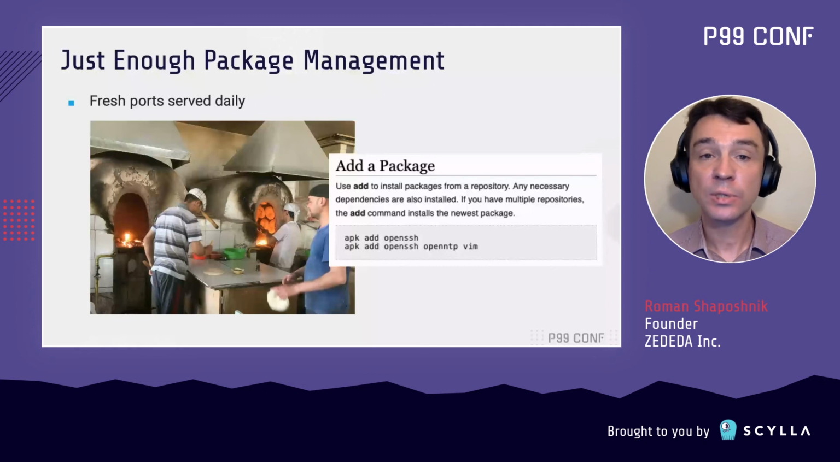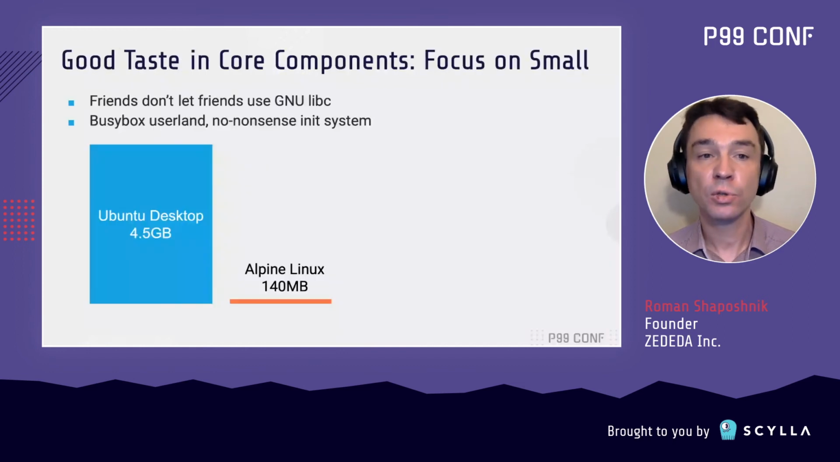Alpine also has good taste in the components that it selects. For example, it uses musl libc as opposed to GNU libc. It uses a BusyBox userland and a no-nonsense init system, and it just makes it very compact and small, allowing you to do more things with your software as opposed to imposing a view of how the operating system needs to be designed.